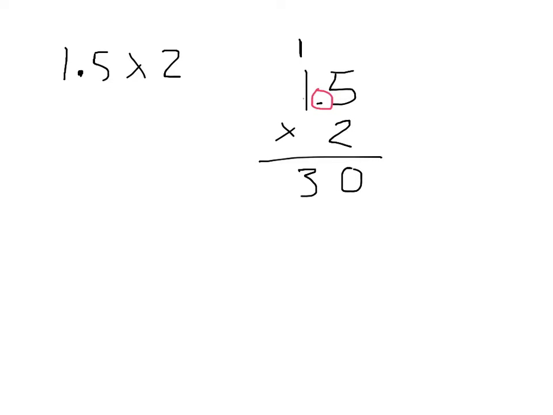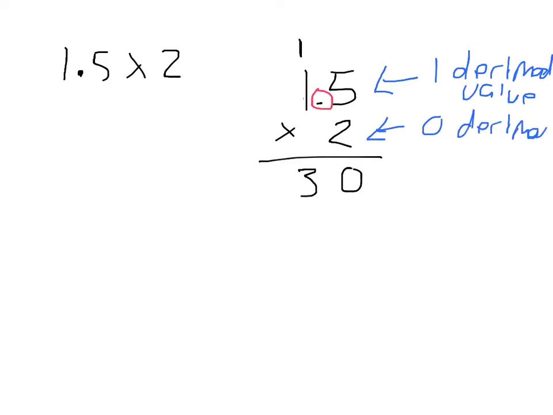And the way that we do that is we look at what we're multiplying. So in this set of numbers, there's one number in the decimal value. And when you look at the next one, there are 0 decimal values. We can look at it as 2.0, but that's not what we're multiplying here. So to find out where the decimal goes in the bottom, we just add those up.